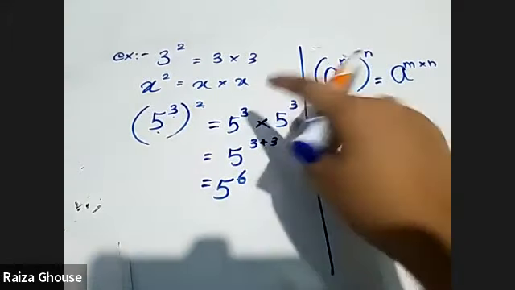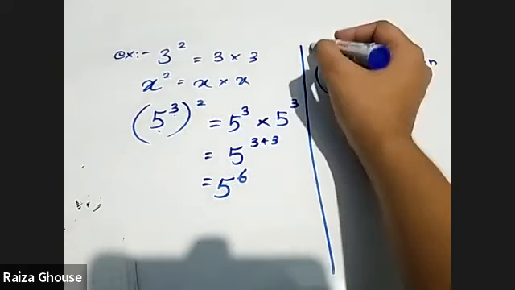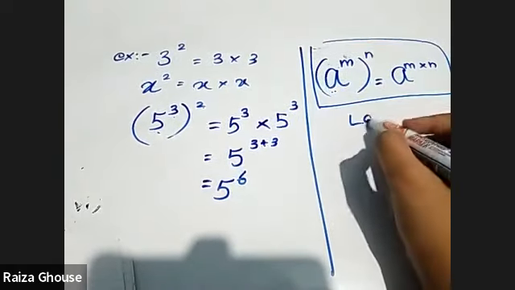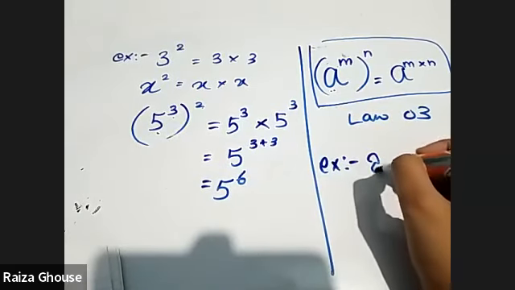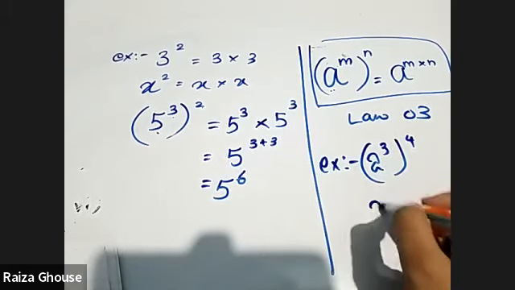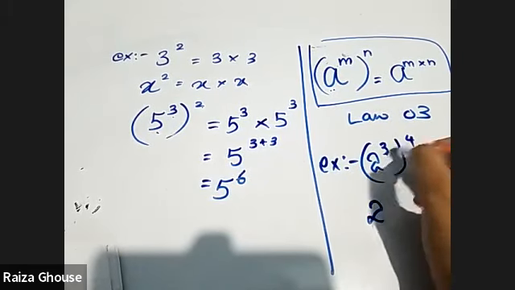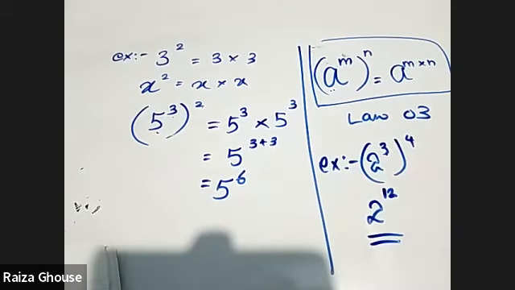This working is no need. We don't want to do that working if we have this law. So this is your third law. Can you understand? Yes, miss. I'll do another example. Have a look at this. 2 to the power 3 into 4. That means the answer is 2 to the power 3 times 4, which is 12. Like this. Copy down.